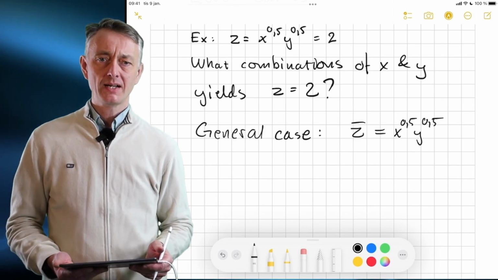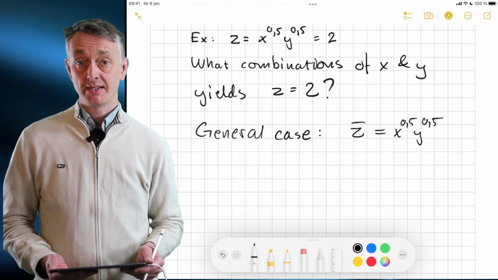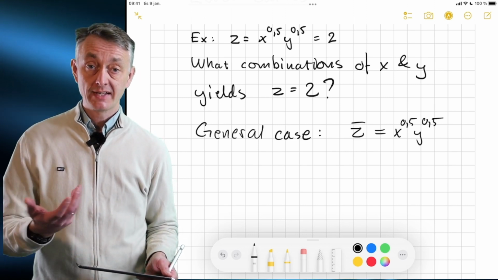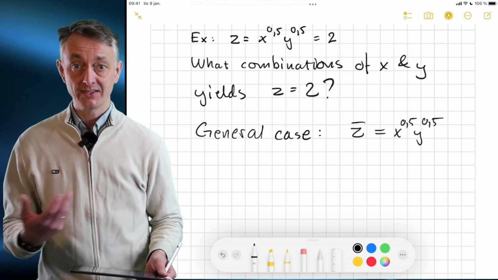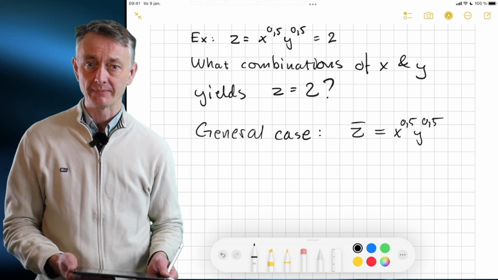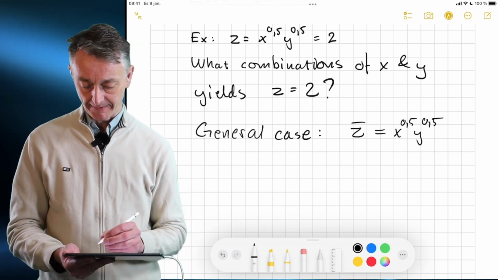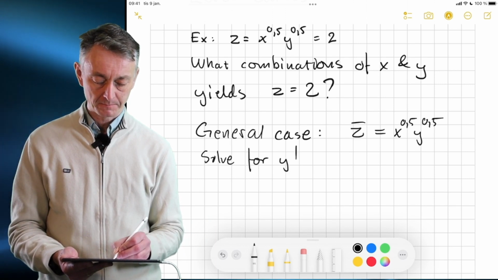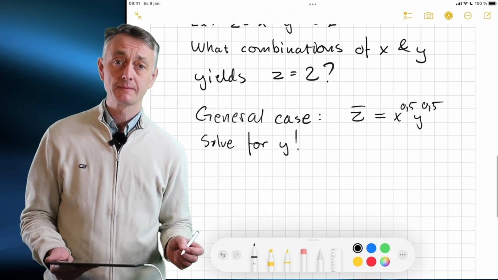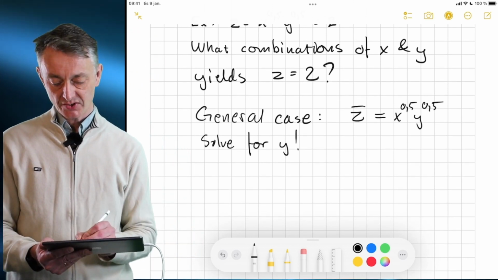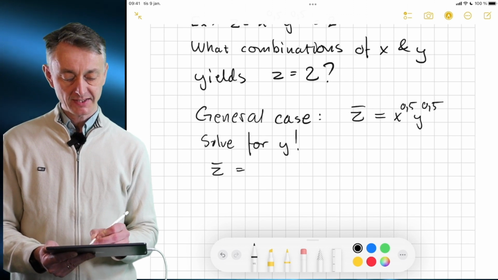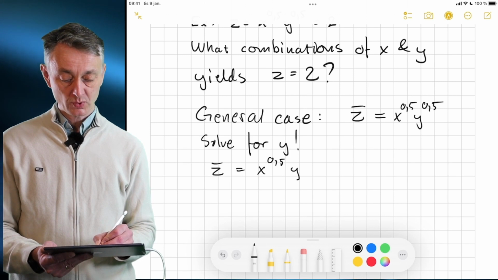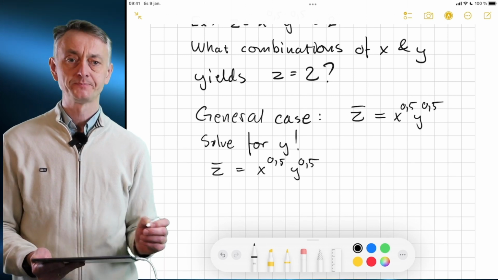Okay, so now how could we then represent this in a diagram? So we will be interested in seeing, for a certain level of X, what does Y have to be in order for Z to be some level? Well, let's then solve for Y. So let's redraw the equation. Z upper bar is equal to x to the power of 0.5 times y to the power of 0.5.